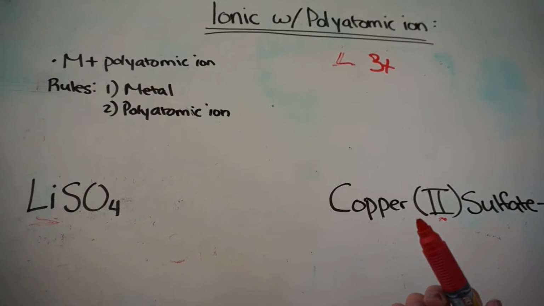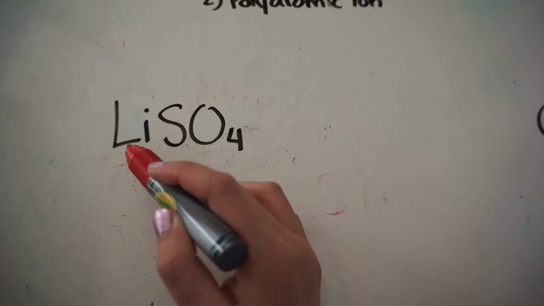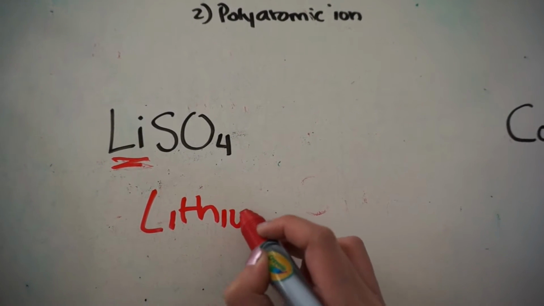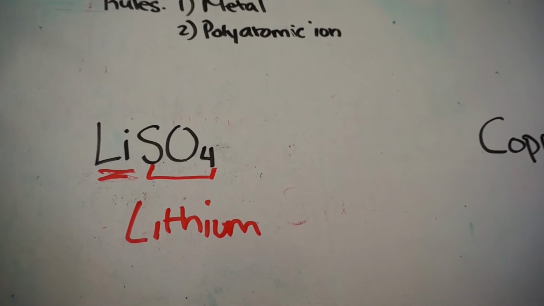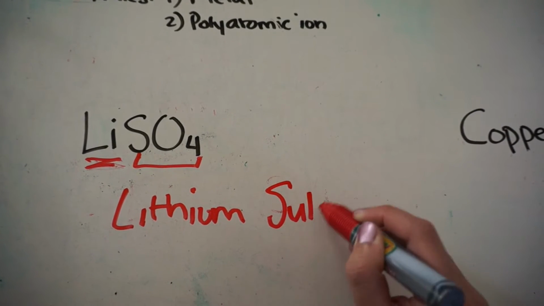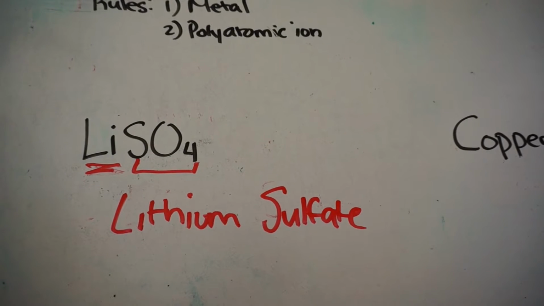Very simple. So looking at our first example, LiSO4, following the general rules, you would name the metal first, so Li is lithium, followed by naming the polyatomic ion. So this is the polyatomic ion. Looking at your equation sheet, it is sulfate. So this entire compound is called lithium sulfate.